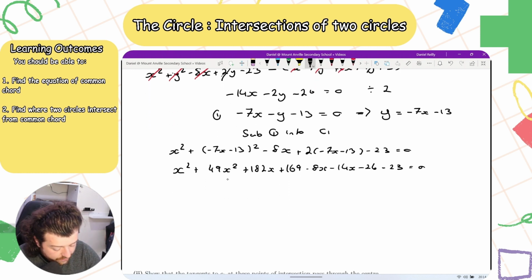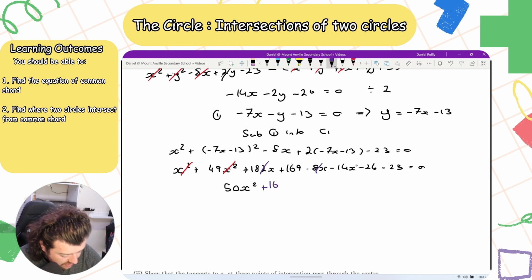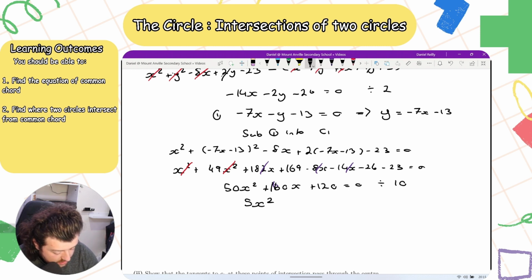Right, so x squared plus 49x squared is 50x squared. Now, 182x minus 8x minus 14x. So 182 minus 8 minus 14 is going to be 160x. So plus 160x, and then 169 minus 26 minus 23 is equal to 120. One difference, I notice I can divide across by 10. So I have 5x squared plus 16x plus 12 equals 0.